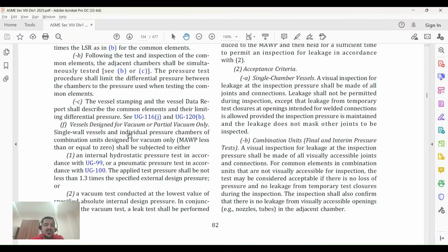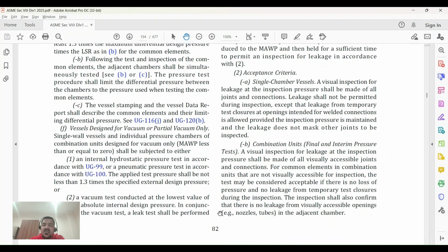Single wall vessel or individual pressure chambers of the combination unit designed for vacuum only, MAWP less than or equal to 0, shall be subjected to either one internal hydrostatic test in accordance with UG 99 or a pneumatic test in accordance with UG 100. The applied test pressure shall not be less than 1.3 times the specified external design pressure or vacuum test pressure, conducted at the lowest value of specified internal design pressure in conjunction with the vacuum test.